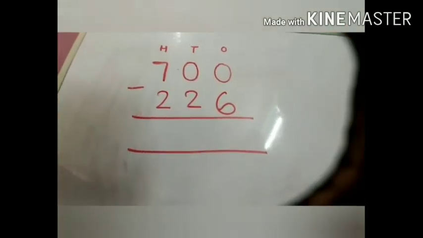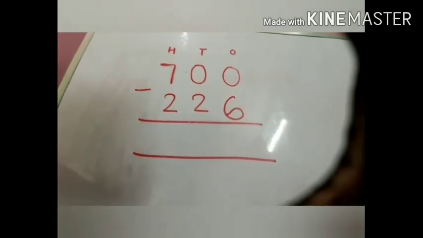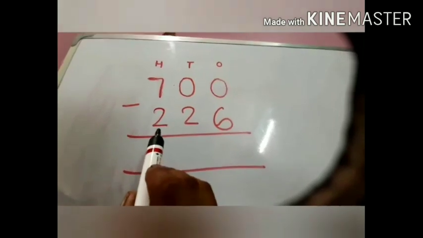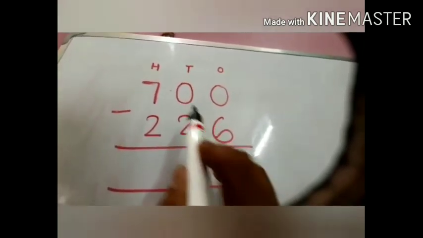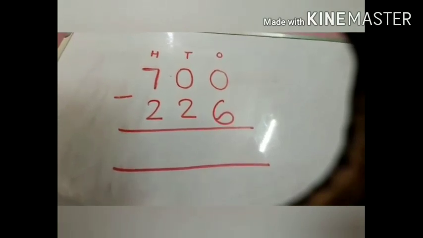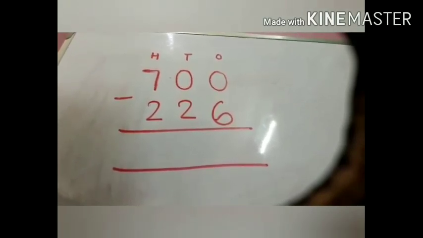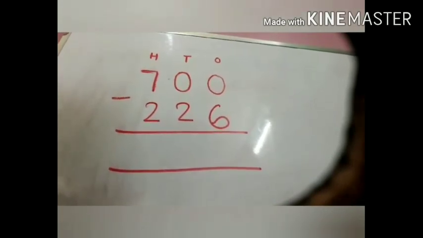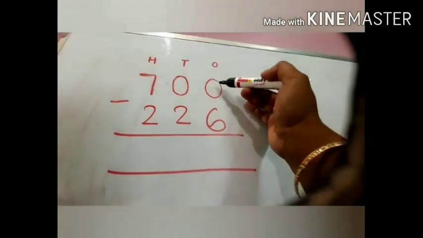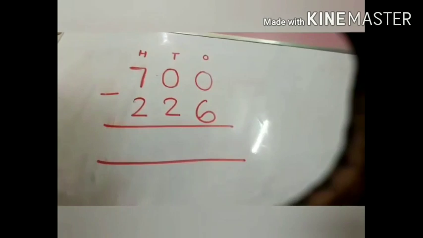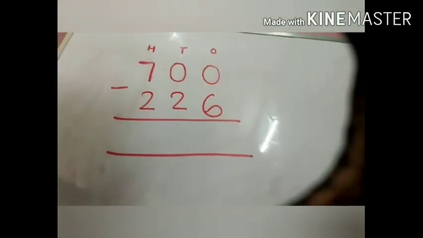Now children, coming to our fourth sum. See what I have here. I have to take away 226 from 700. Is it possible? From 700, can I take away 226? Yes, it is possible. But how? See, in the ones place I am having 0. Tens place, 0. In the 100s place, I am having 7. So how is it possible?